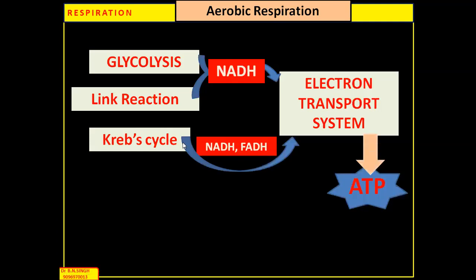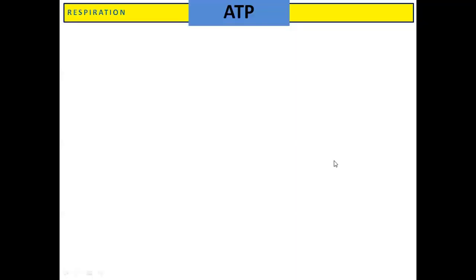The Krebs cycle produces NADH and FADH, nicotinamide adenine dinucleotide hydrate and flavin adenine dinucleotide hydrate. These are the two different powers, we can say. They are produced in the Krebs cycle, and these NADH and FADH undergo oxidation through the electron transport system and produce ATP, which we are going to study later.